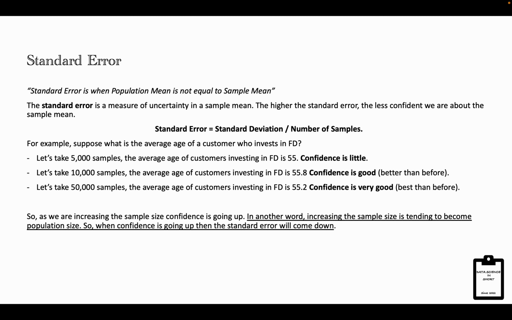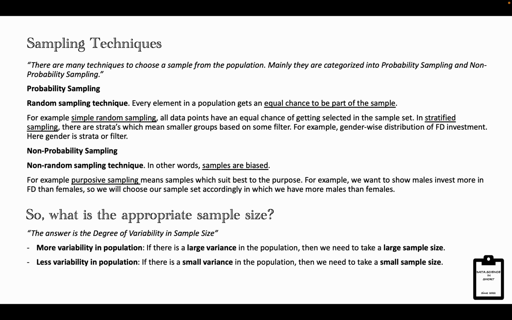So as we increase the sample size, confidence is going up. In other words, the increasing sample size is tending toward the population size. Indirectly, the population mean is equal to the sample mean. So when the confidence is going up, standard error will come down because the sample mean will be equal to the population mean. So what is sampling technique?